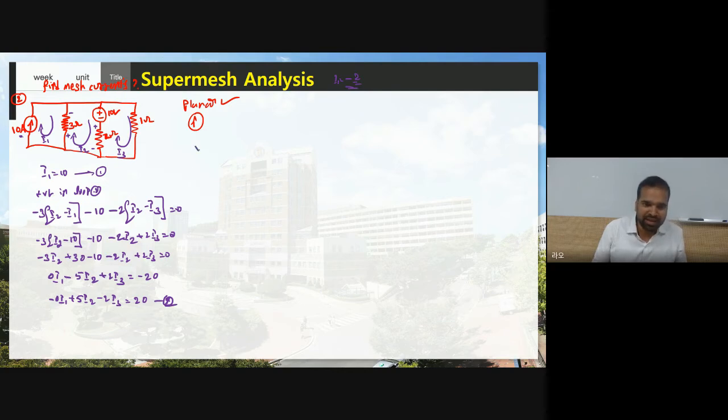Then apply KVL where? KVL in loop 3. So if I apply loop 3, what happened? As per current I3 direction, this is plus and minus. Therefore, minus 2, so I can write I3 minus I2.